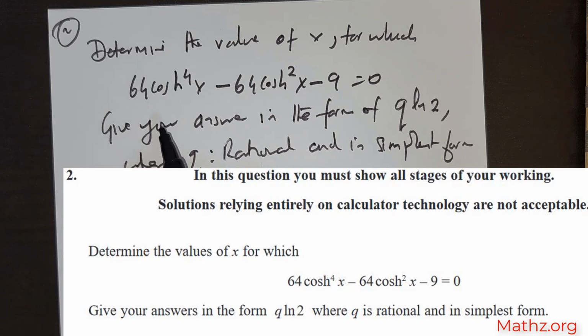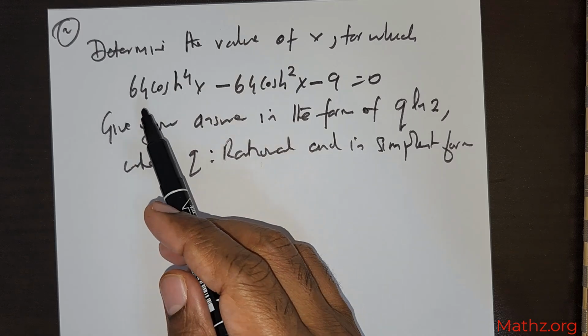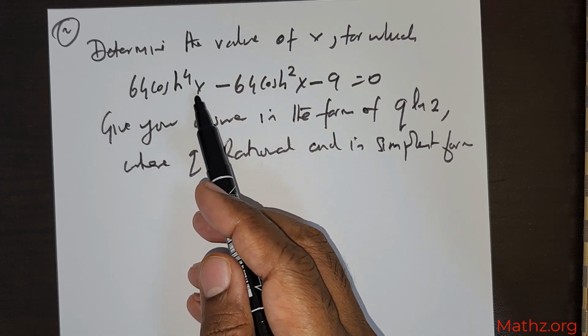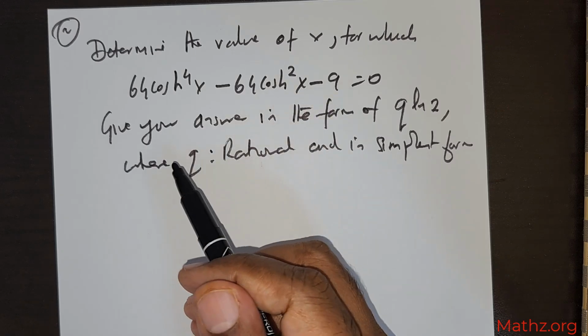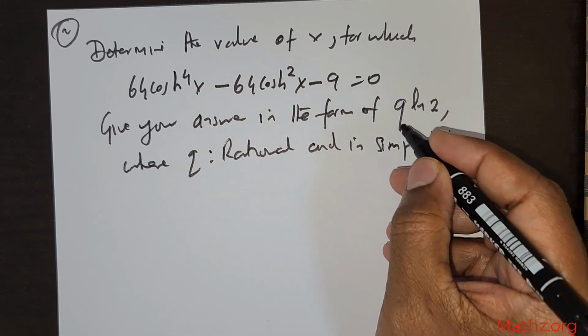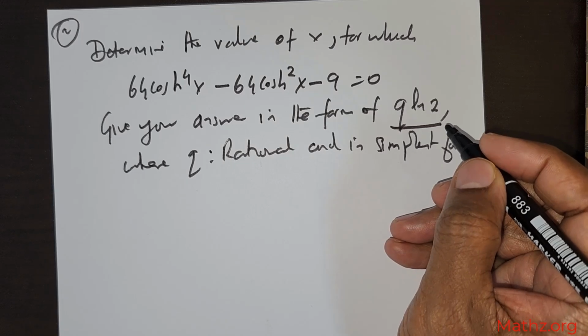Okay, so we got question number 2. We are expected to find the value of x given that 64 cos raised to the power of 4x negative 64 cos raised to the power of 2x negative 9 is equal to 0. You are expected to give your answer in the form of q times ln 2.